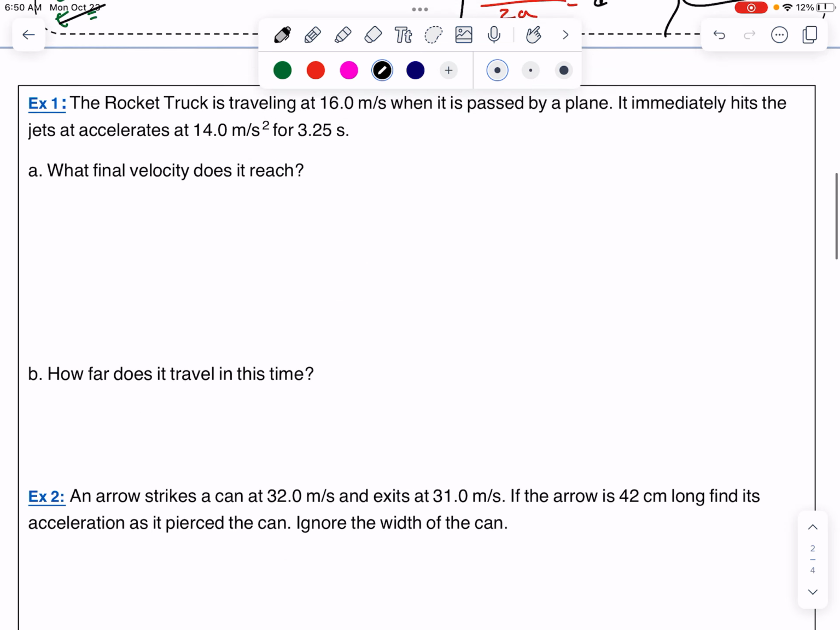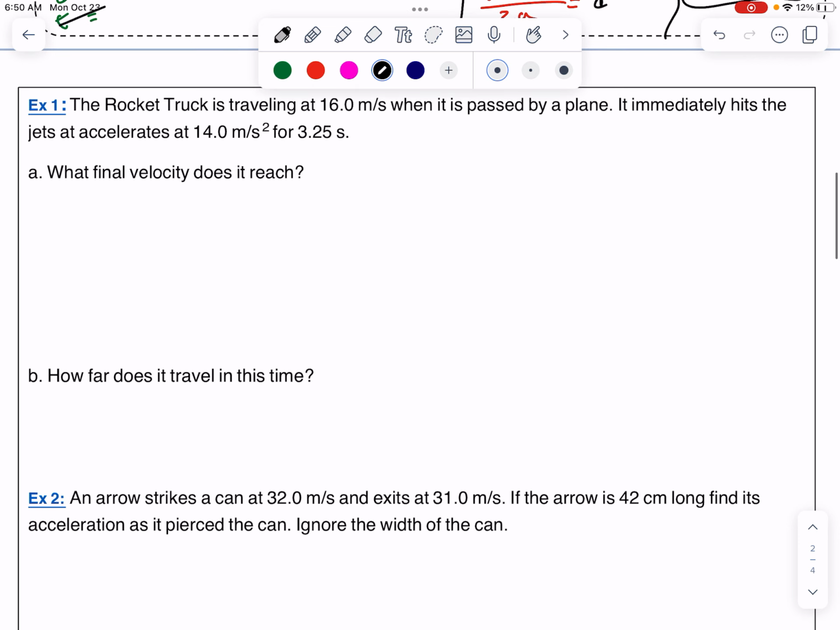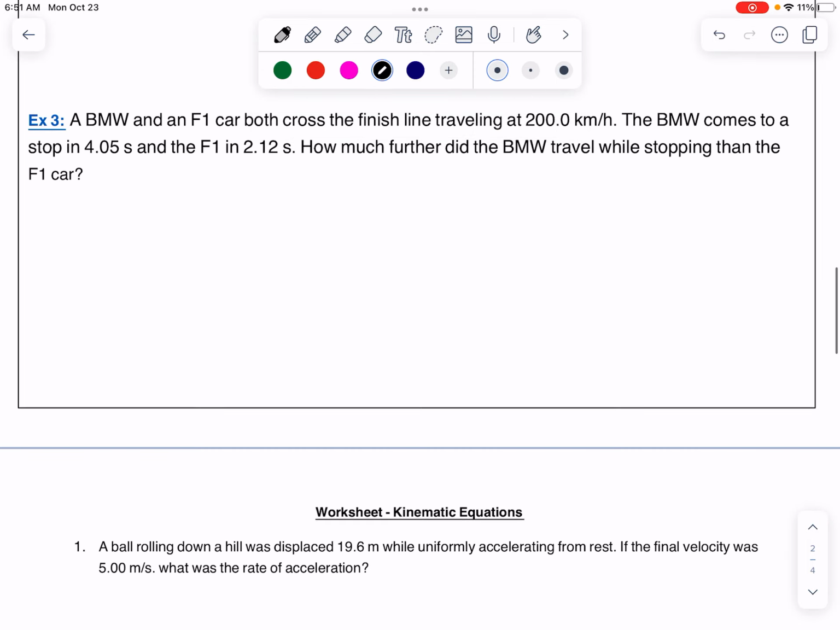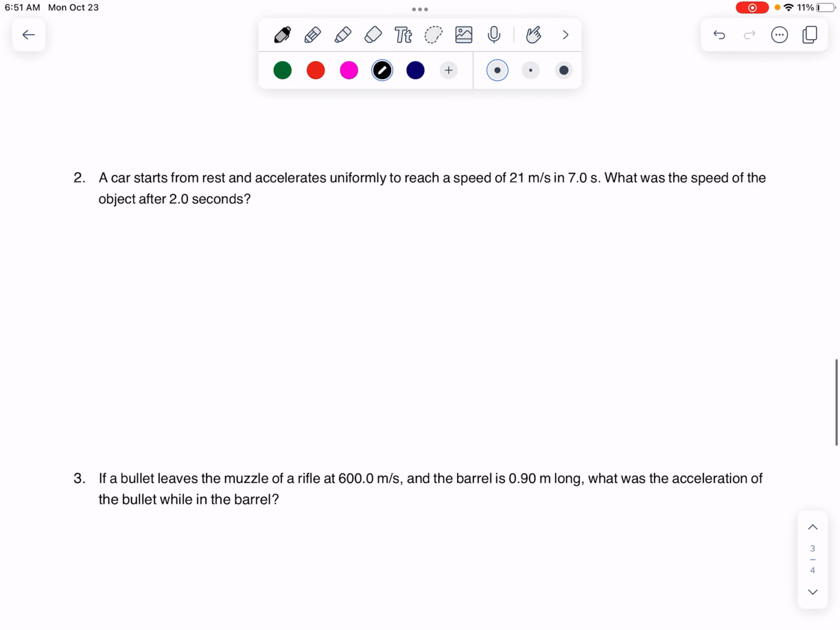All right, there's a few more example problems here. In Canvas, there's an answer key, so you can try these out on your own, and then refer back to that answer key to see how you did. And then there's a worksheet that you can go ahead and solve as well.